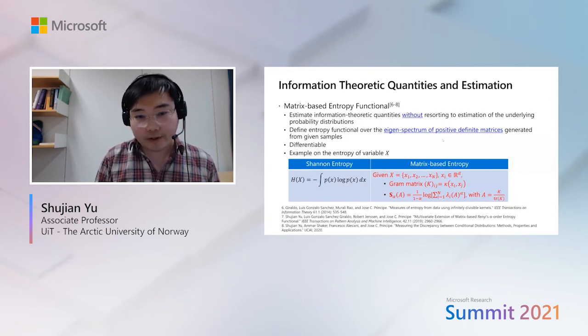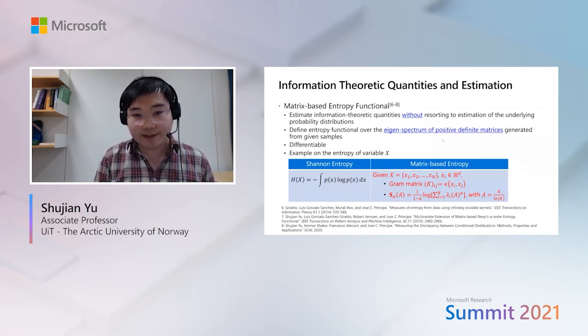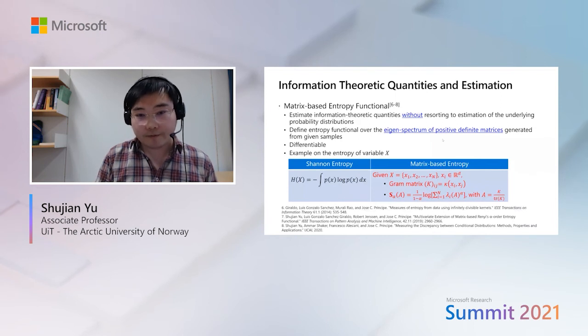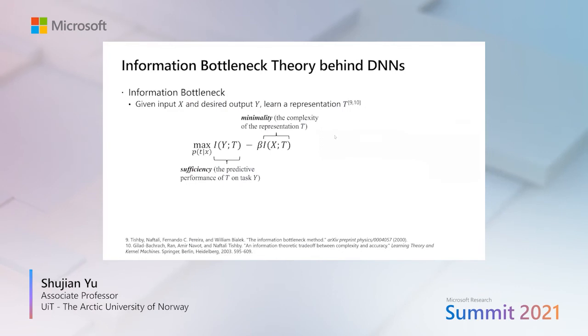In our recent works, we also show that the matrix-based entropy functional is automatically differentiable, which means that it can naturally be embedded into deep learning for training or other tasks. Now, based on the state-of-the-art estimators of entropy and mutual information, we begin to use information theory to explore some fundamental properties behind deep neural networks.